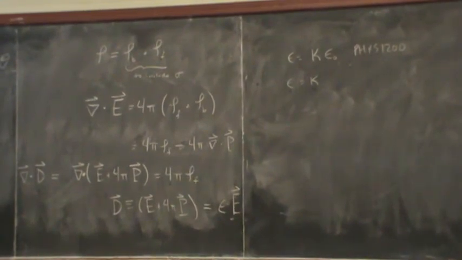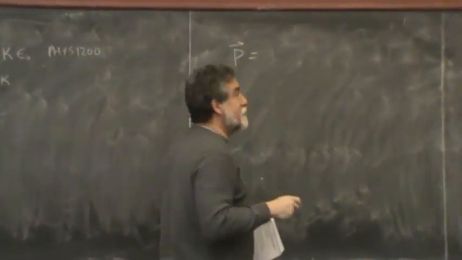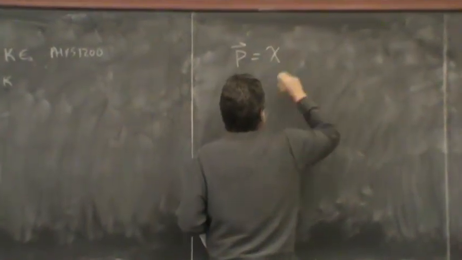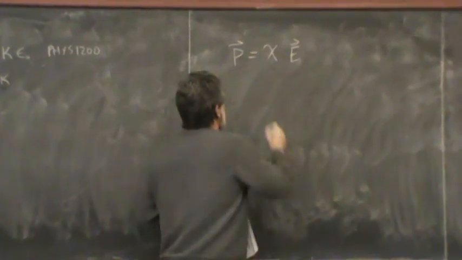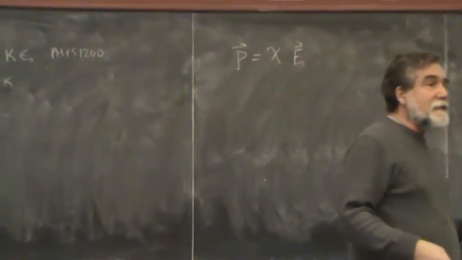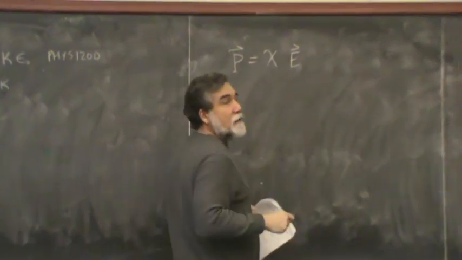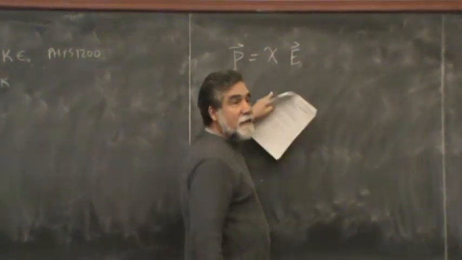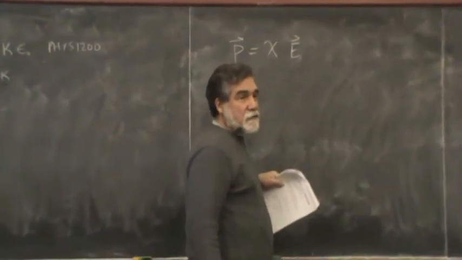All right. We're going to define the linear susceptibility, I wasn't going to do this, as some constant, which we call chi, times the electric field. So the polarization density of the material is related to some number times the electric field. By the way, that's not true. Physically, it's not true.